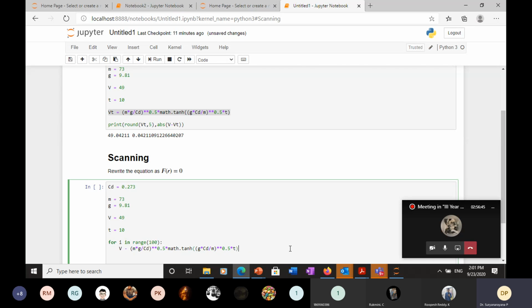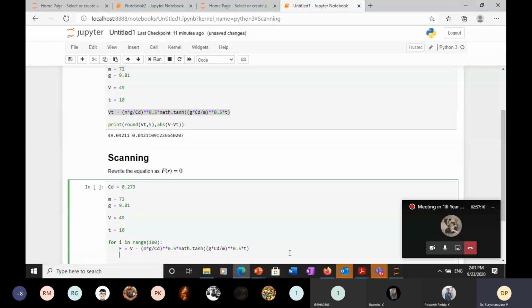In our case, this is f. And now we are trying to find r, the root. In this case, the root is in terms of CD. We want to find a root such that this function value becomes 0. B is already there, so we want this expression to be 0. We have to try to find that out. So I'll do exactly that.